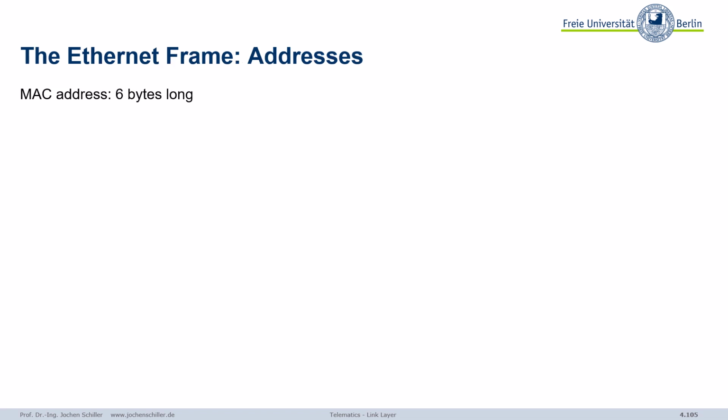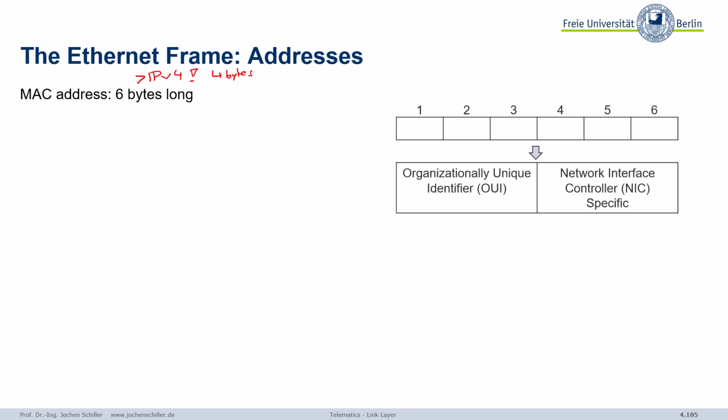So a bit more about the addresses. MAC addresses, quite famous, are 6 bytes long. Just a hint into the next chapter: this is more than the IP version 4 addresses, which are only 4 bytes long. So a MAC address is longer than the IP addresses. Just by the way, I will come back to what it means.